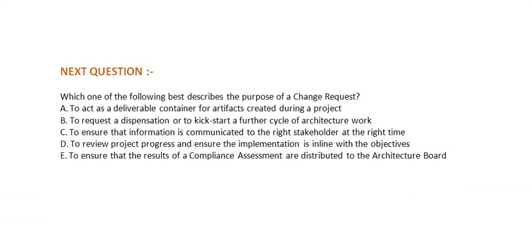Next question is, which one of the following best describes the purpose of a change request? Option A, to act as a deliverable container for artifacts created during a project. Option B, to request a dispensation or to kickstart a further cycle of architecture work. Option C, to ensure that information is communicated to the right stakeholder at the right time. Option D, to review project progress and ensure the implementation is in line with the objectives. And option E, to ensure that the results of a compliance assessment are distributed to the architecture board. The correct answer is option B.